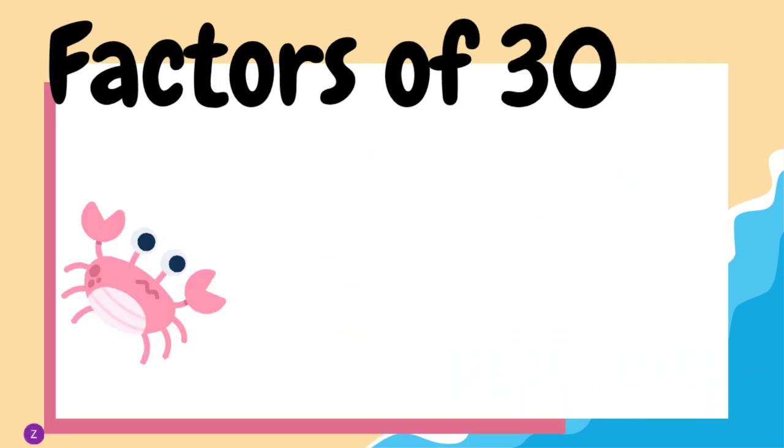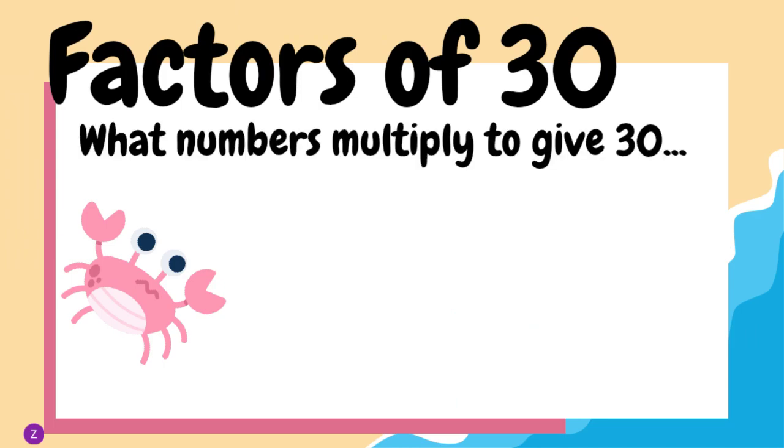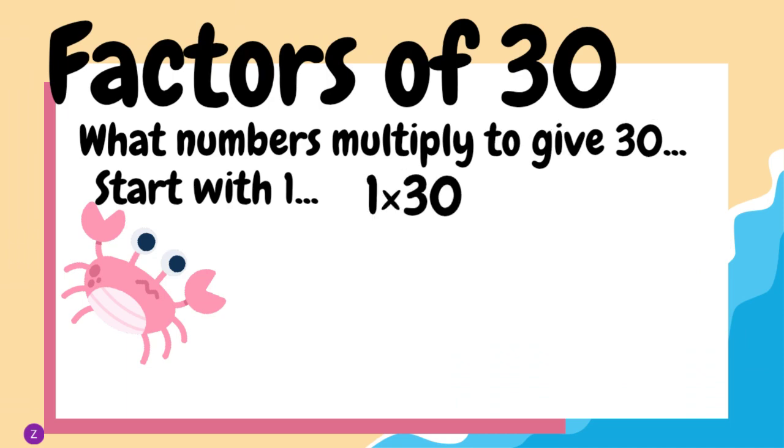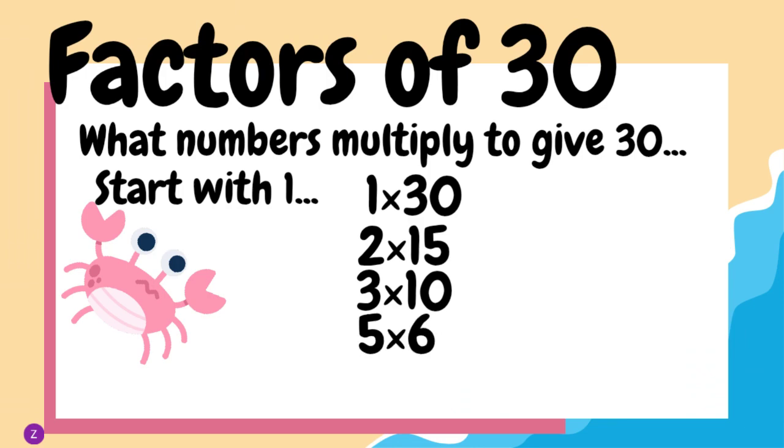Let's have a look at one more. The factors of 30. Again, we need to write down all the multiplications or all the numbers that multiply with each other to give you 30. So 1 times 30, 2 times 15, 3 times 10, and 5 times 6. All the other times tables will not get us to 30. So these are again our factor pairs.